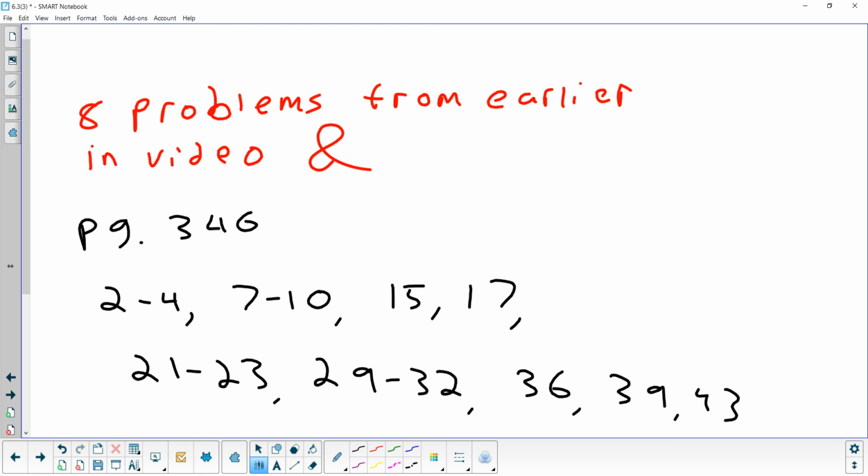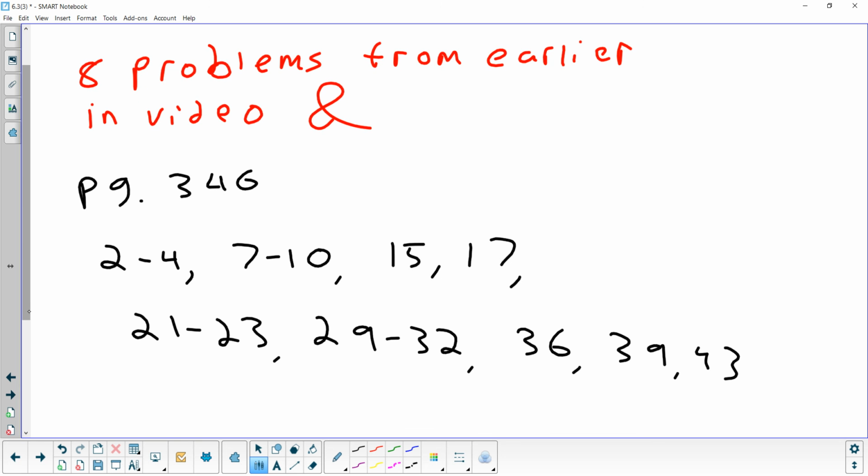15 and 17 are sketching. And let's see. Find a viewing rectangle that shows exactly 1 period. Well, stop there. So the 8 graphs from earlier with tables, and then try those 10 or 11 questions from 346.